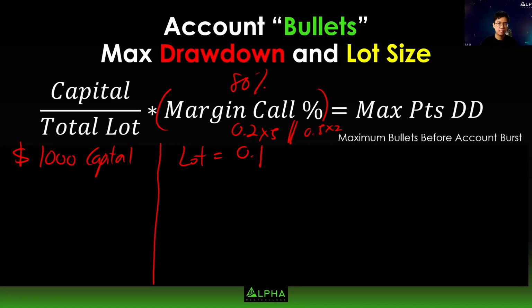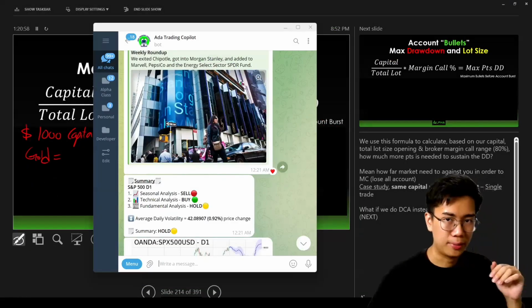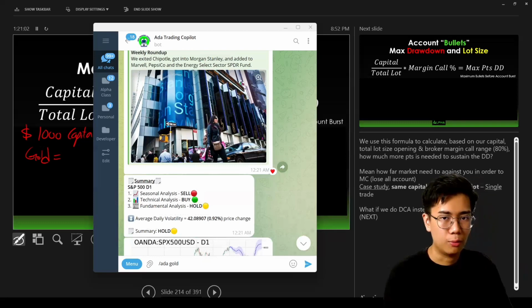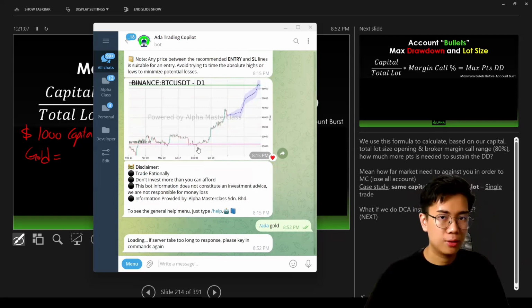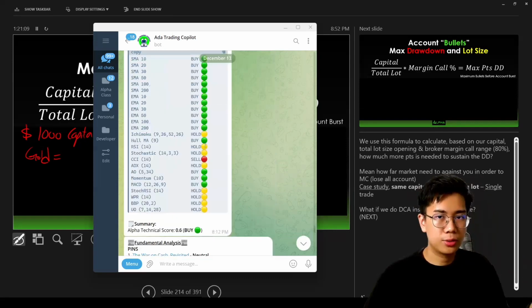Now, for example, let's take the gold market. Does anyone know what the gold market's daily volatility is? Meaning how far the gold market will go up and down in a day. If you don't know, it's totally normal, because you can go to this diagram board here and just type /ADA gold. Based on this, it will calculate the current gold market volatility.